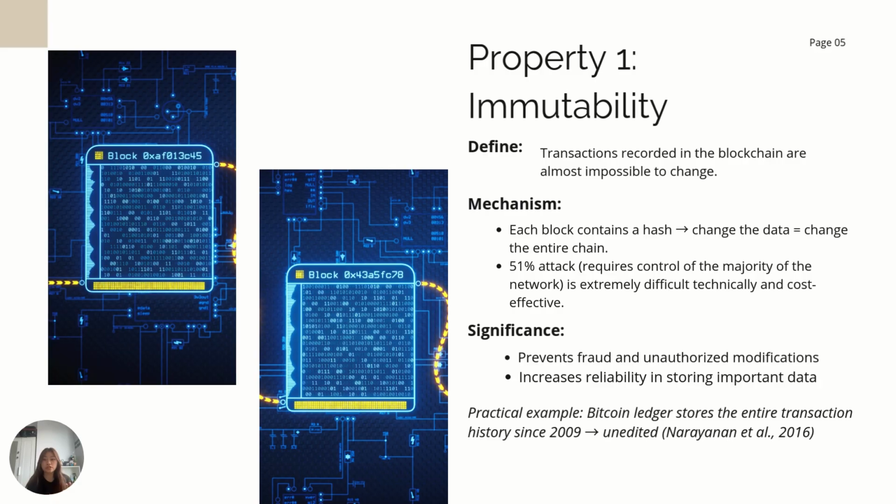So we come to the first core property, which is immutability. This means that when a transaction is recorded on the blockchain, it's nearly impossible to change or delete. Why? Because each block contains the hash of the previous block, so if you try to alter one block, you would have to change the entire chain, which could require enormous computing power. This immutability prevents fraud and increases trust. For example, the Bitcoin ledger has kept every single transaction since 2009 intact without alteration.